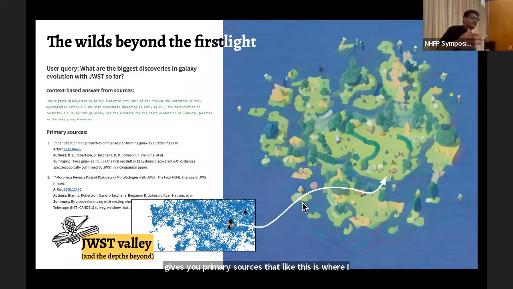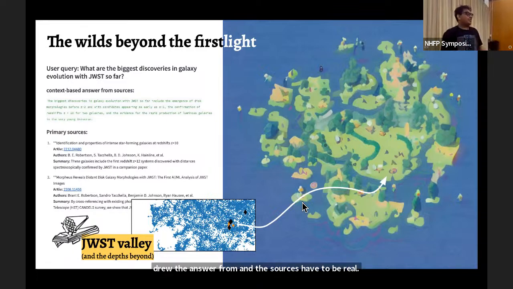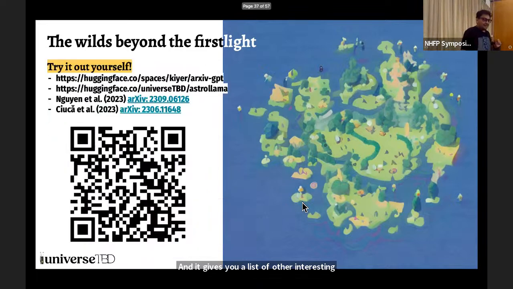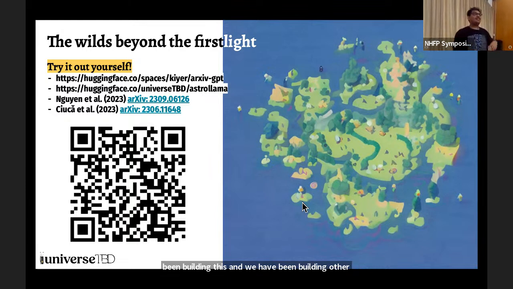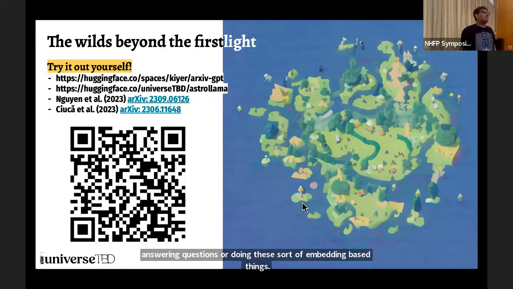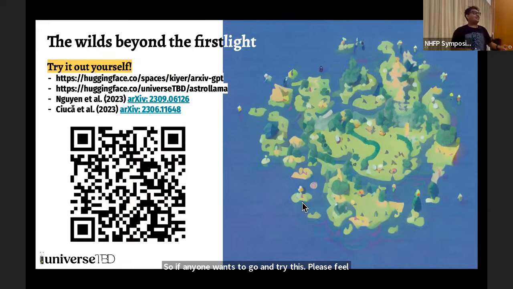And it gives you a list of other interesting papers that you could probably go and read. And we have essentially been building this, and we have been building other tools that do things like hypothesis generation or answering questions or doing these sort of embedding based things. So if anyone wants to go and try this, please feel free to. If you break it, then that's good feedback for me because then I can go and fine tune it further.